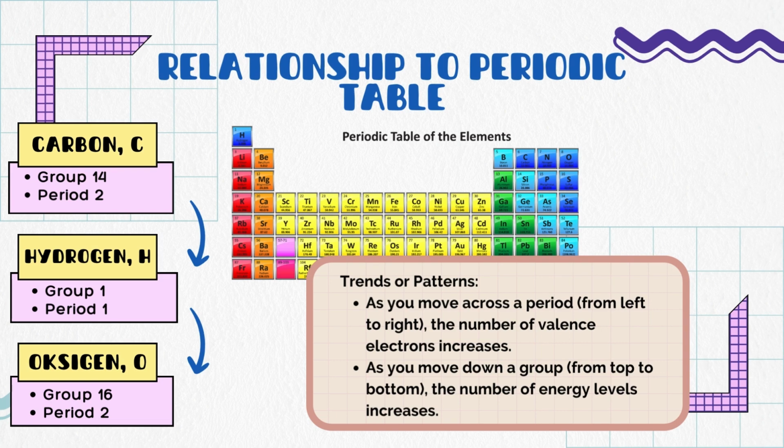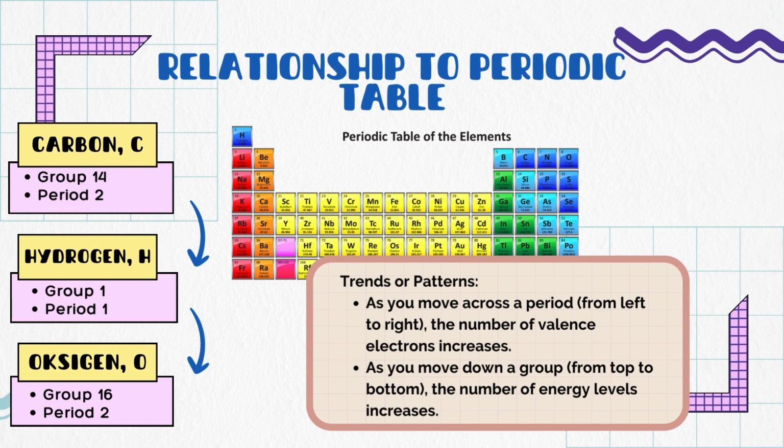The group may not directly correspond to the number of valence electrons. So for example, the element oxygen with its electronic configuration 1s2, 2s2, 2p4. So oxygen has 6 valence electrons, 2 from 2s2 and 4 from 2p4. Therefore, oxygen is in group 16 because it has 6 valence electrons, and we add 10 to identify its group.